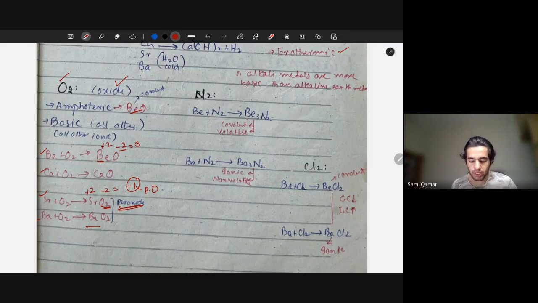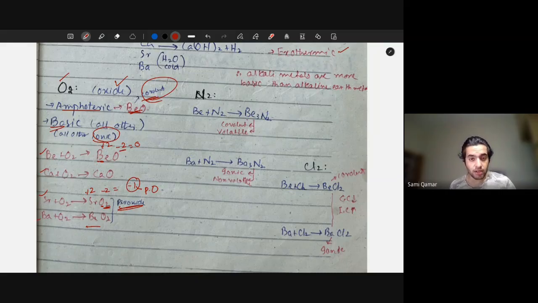Only beryllium oxide is amphoteric, and it is more covalent, while all the others are basic and ionic. Only beryllium oxide is covalent. They can ask you, but I don't think they will be asking. But anyway, you should have this.